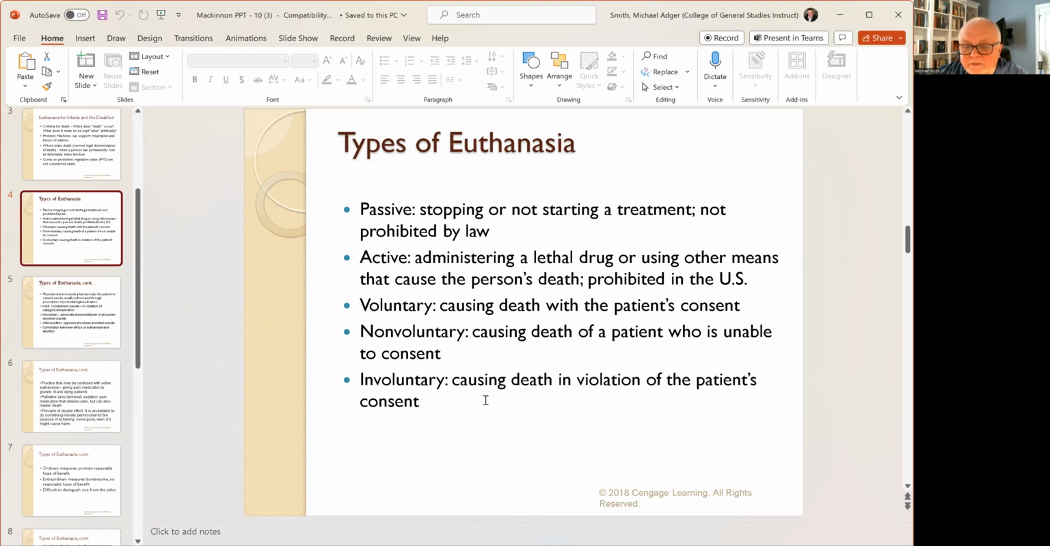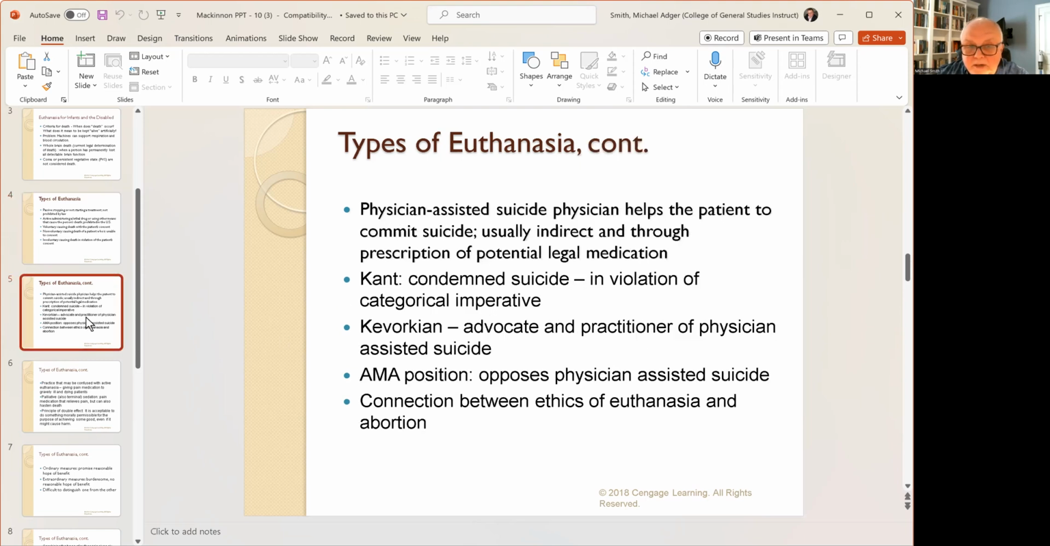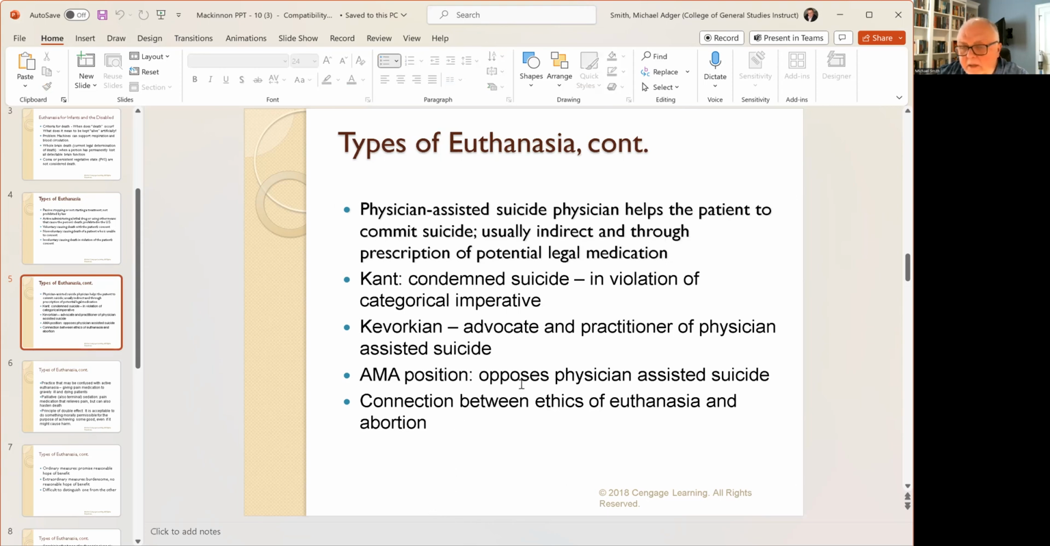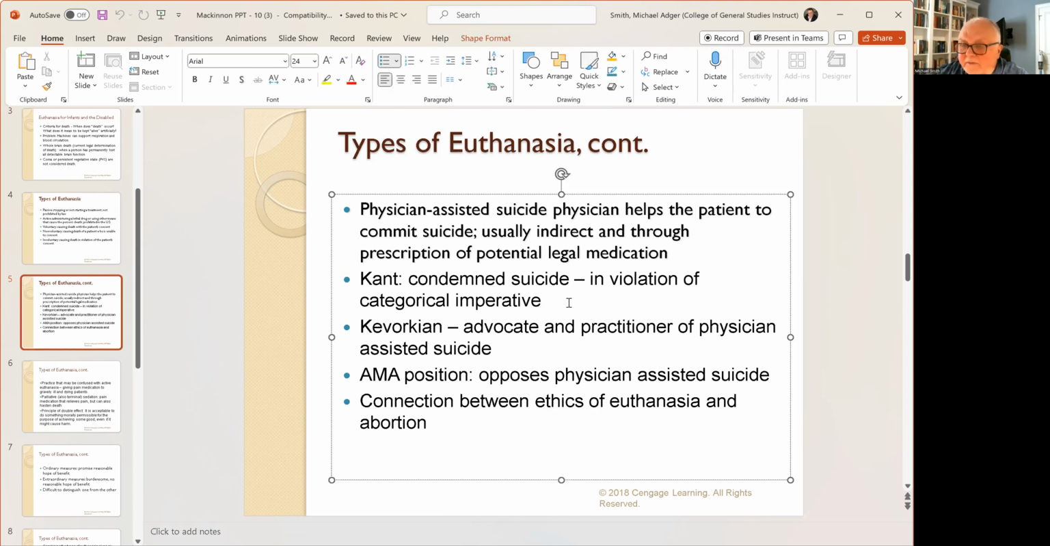Involuntary, causing death in violation of the person's consent, of course, would probably be considered murder if it can be proven. Physician-assisted suicide helps the patient commit suicide, usually indirectly or through prescriptions of potentially lethal medication. If I'm not mistaken, if that law hasn't changed, in states like Washington State, a doctor can literally write a prescription through the mail or whatever of a medication that would help with that. Immanuel Kant, the philosopher, condemns suicide as a violation of the categorical imperative. Those of you that may be Catholic, I think the Catholic Church finds suicide to be a mortal sin, one that you can't get forgiveness of. And so that's a pretty strange thing.